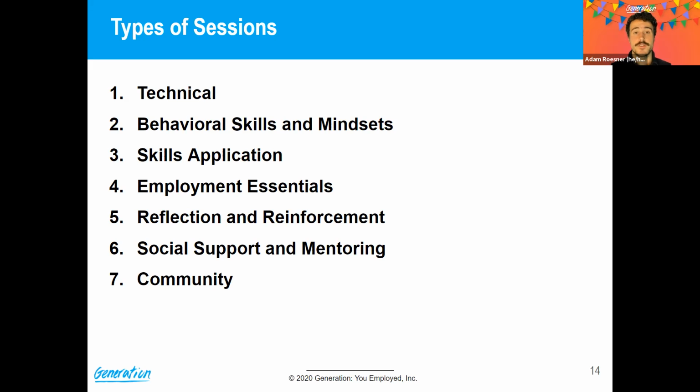So these BSM sessions will allow you to practice these skills, to think more clearly and critically about them and how they contribute to your development and growth as a web developer. So that's one kind of session that we do. Then we do skills application sessions. These are where we take these BSM skills and sometimes your technical skills, and we ask you to apply them in a certain format, generally a scenario of some kind that will ask you to navigate using the information that you know. We have employment essentials sessions.